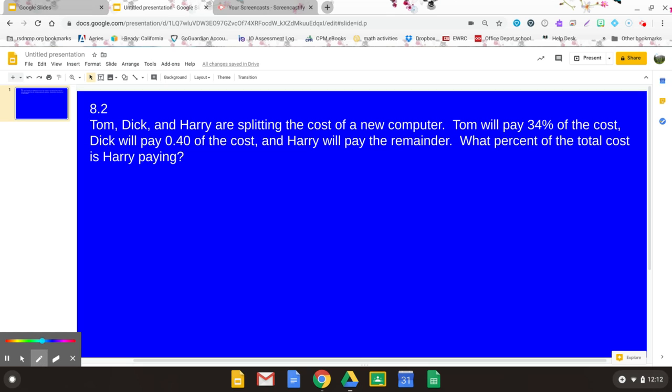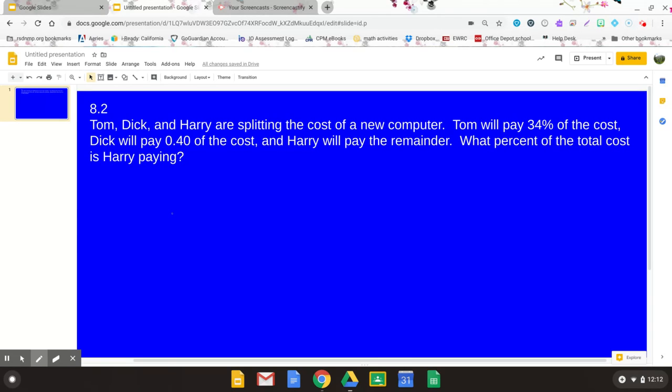Tom, Dick, and Harry are splitting the cost of a new computer. Tom will pay 34% of the cost, Dick will pay 0.40 of the cost, and Harry will pay the remainder. What percent of the total cost is Harry paying? So you have to think about it like that: altogether they are going to pay 100% of the cost.